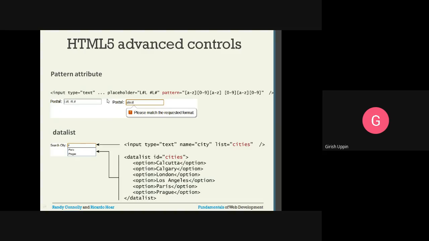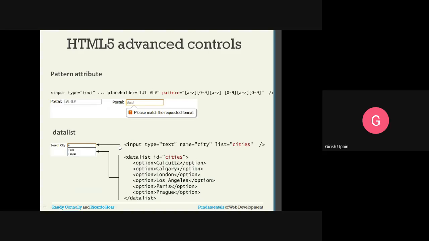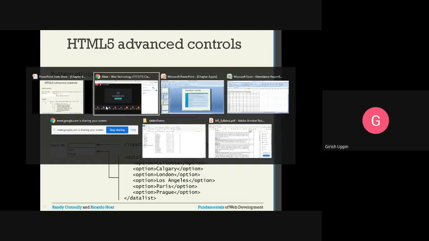Today we will see the pattern. These are mechanisms given by HTML5, where automatic validations are done for some standard inputs like email, URL, telephone, things like that. When you are using text and you have a certain pattern that you are looking for, then you can specify that. We will see that.